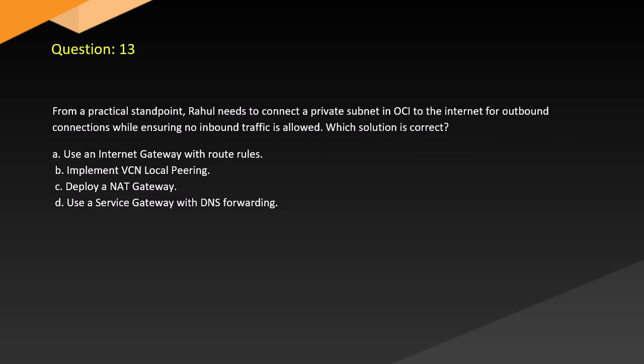Question 13. From a practical standpoint, Rahul needs to connect a private subnet in OCI to the internet for outbound connections while ensuring no inbound traffic is allowed. Which solution is correct? A. Use an internet gateway with route rules. B. Implement VCN local peering. C. Deploy a NAT gateway. D. Use a service gateway with DNS forwarding.